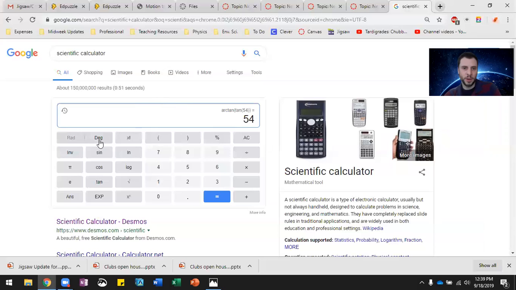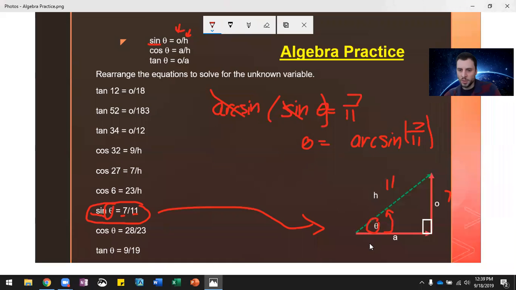So let's just put that into our calculator. I am working in degrees. Always make sure you're working in degrees. I'm hitting the inverse because I want the arc sine. The arc sine of 7 divided by 11. Make sure that these parentheses are in place. And that gives us 39.5 degrees. So our angle right here is going to be 39.5 degrees.